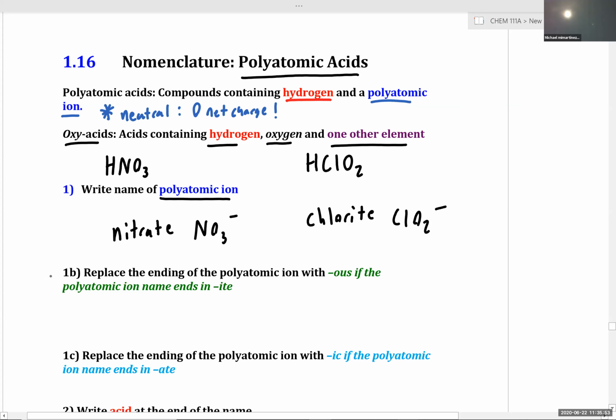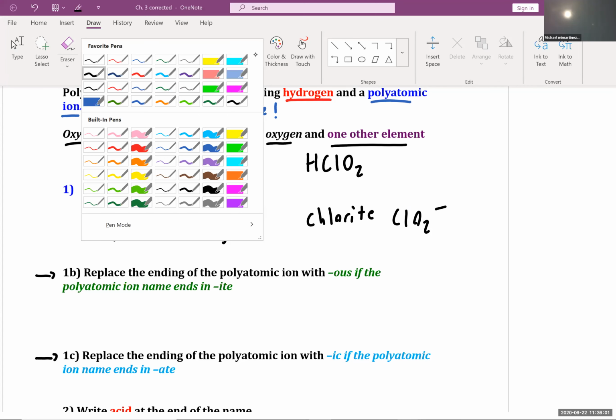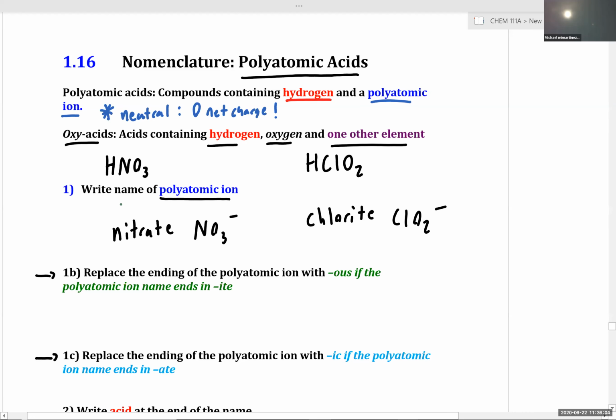Now, depending on the ending of your polyatomic ion name, you follow two branching sets of rules. If your polyatomic ion name ends in ITE, you replace the ending with OUS. So for example, ClO2 minus is chlorite, but when you have HClO2, we name it with chlorous. ITE to OUS.